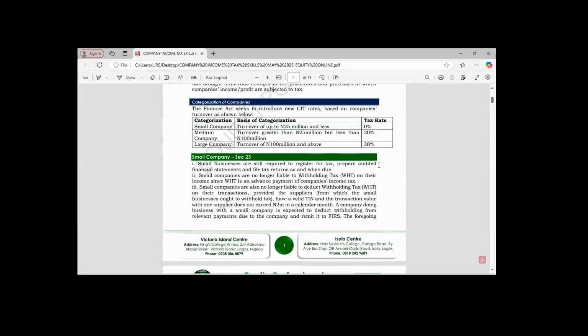File return as at when due. Registering for tax does not mean that, since you are going to register, you must pay. The reason they ask you to register is that they don't know you, so that they will be able to trace your record. So truly, you are a small company. You must register for tax and also file return as at when due.